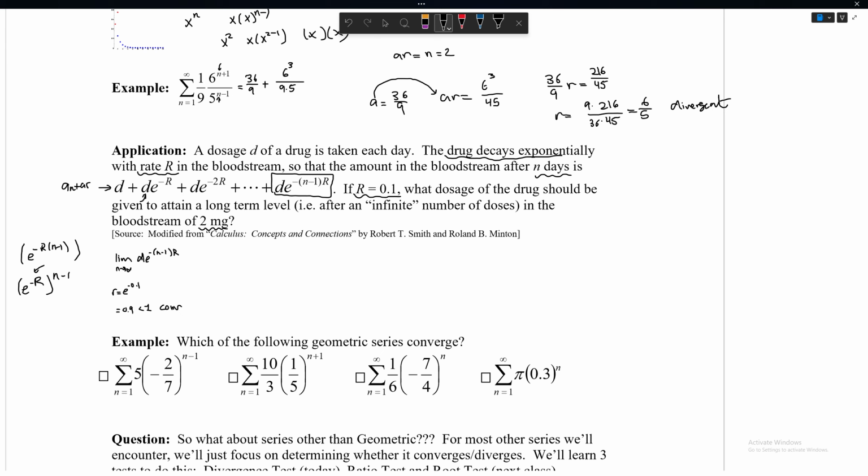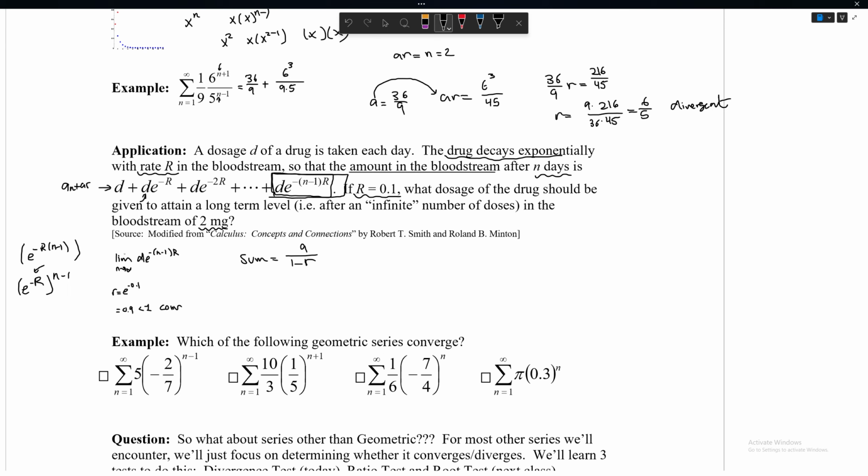That's our first check: we know that this is right. Now we've got to get our sum. The sum equals a over 1 minus r. Obviously here it says what dosage of the drug should be given to attain a long-term level in the bloodstream of 2, so we want the sum in the bloodstream. We know the drug decays, so that the amount in the bloodstream is given by this equation. This kind of gives it away that this equation gives you the amount of drug in the bloodstream.